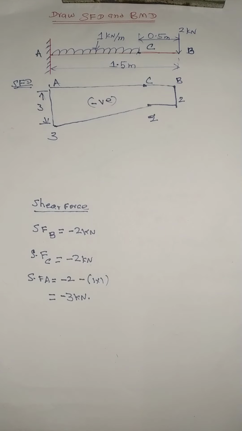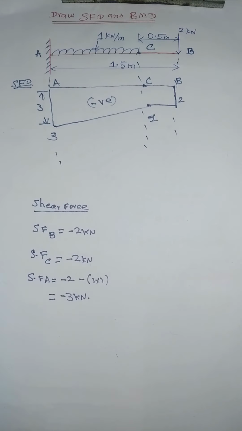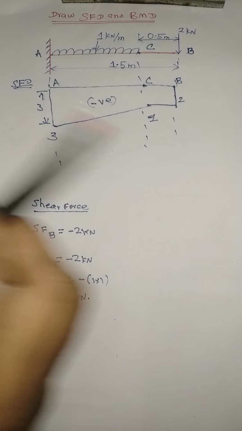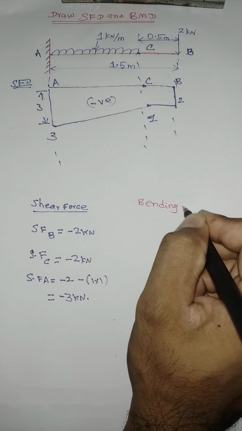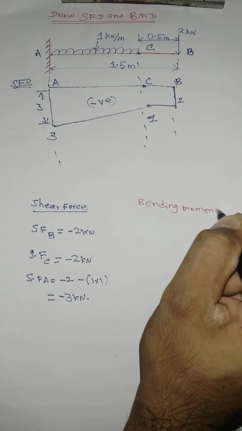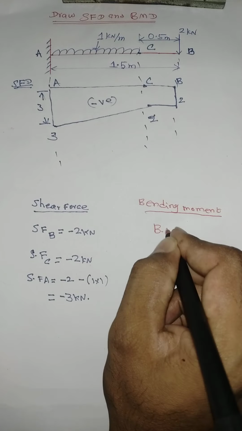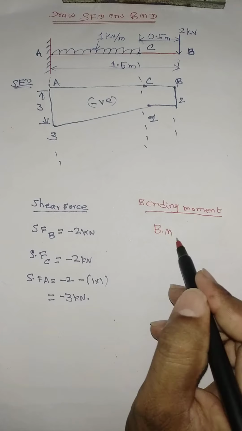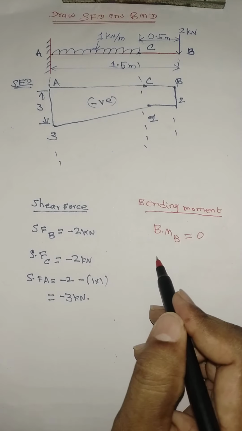Next, to find the bending moment of the particular beam. Bending moment at point B: the bending moment at point B is 0.